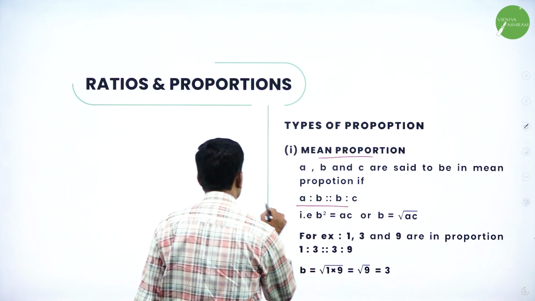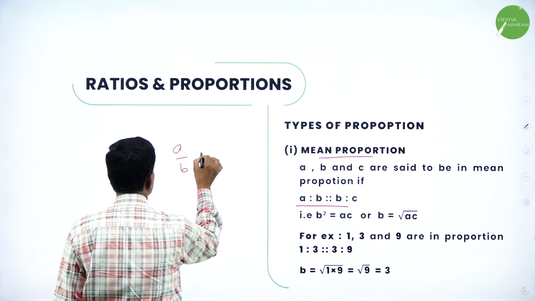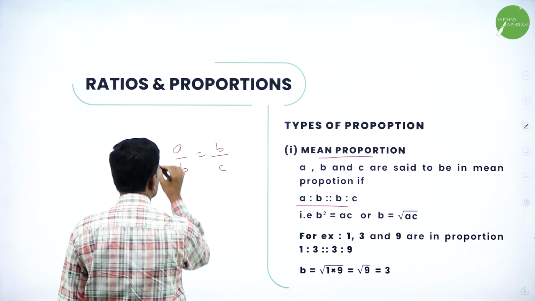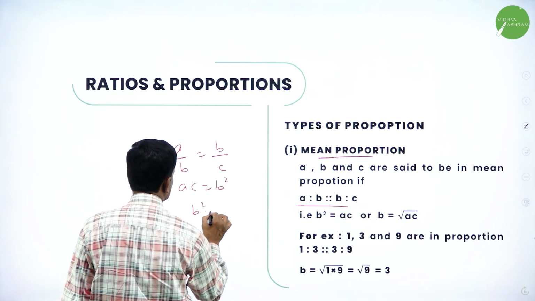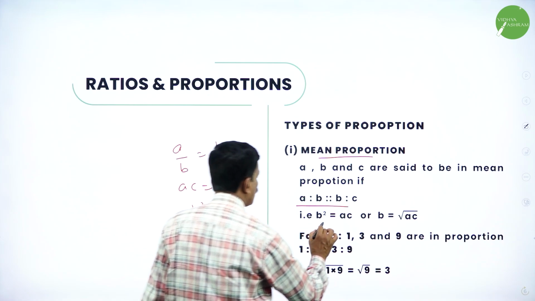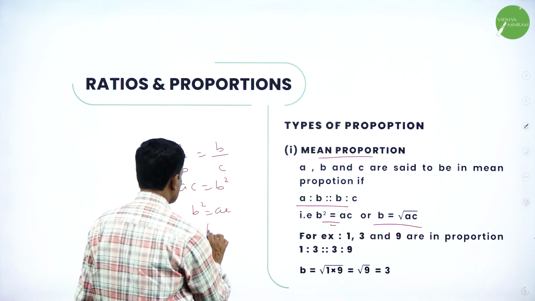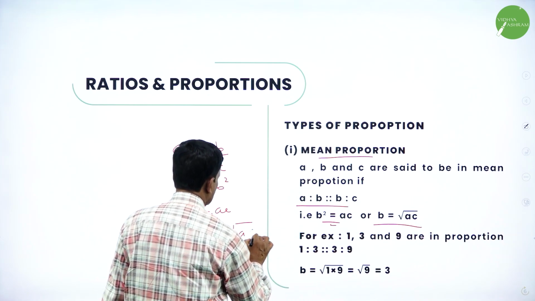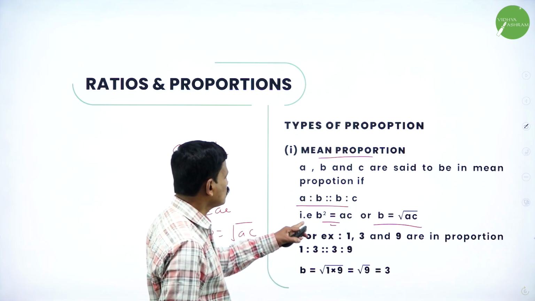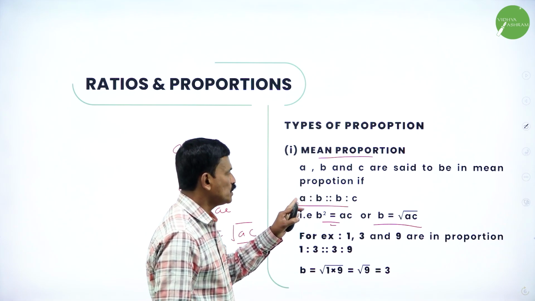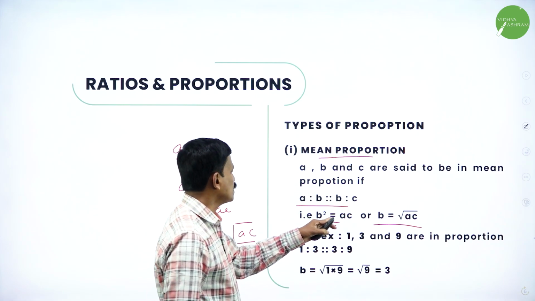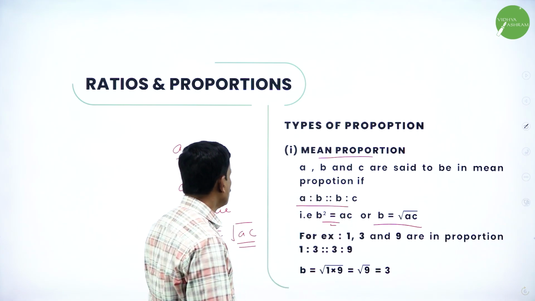That can be written as A by B is equal to B by C. Just multiply this: A into C is equal to B square. That is, B square is equal to AC, or B is equal to root of AC, B is equal to square root of AC. That means B is the mean proportion. So A, B, C are said to be in mean proportion if B square is equal to AC, or B is equal to root of AC.